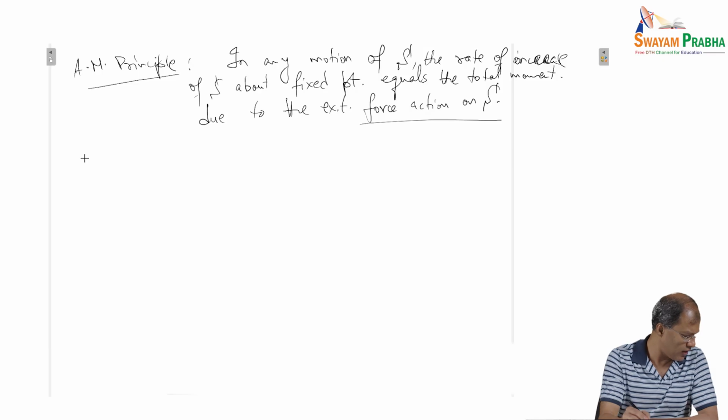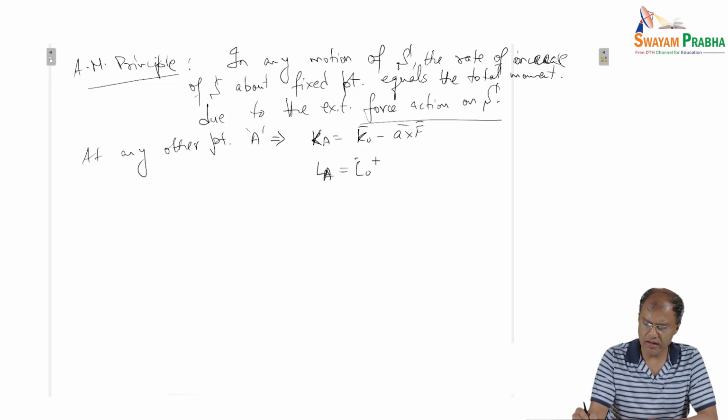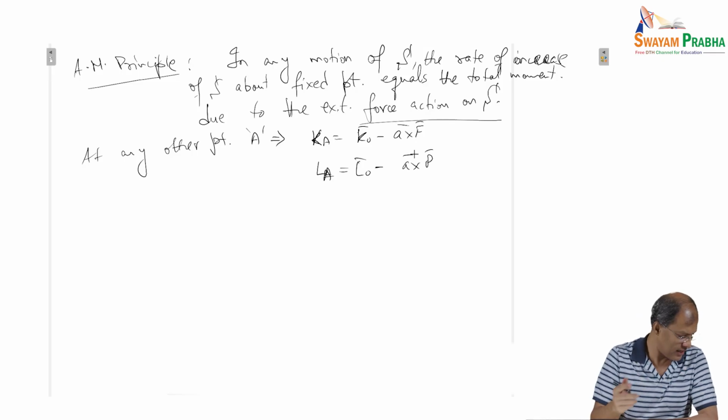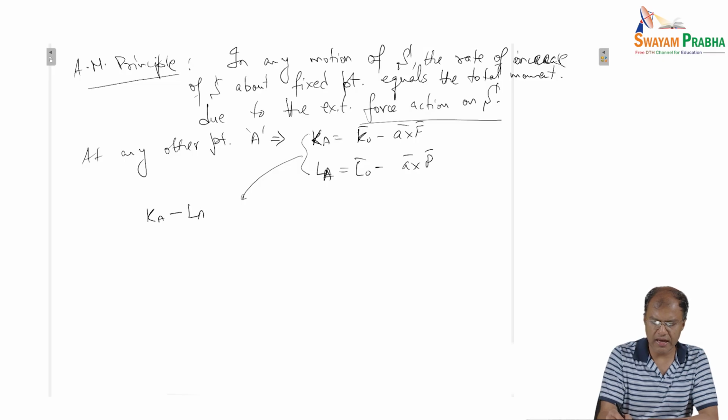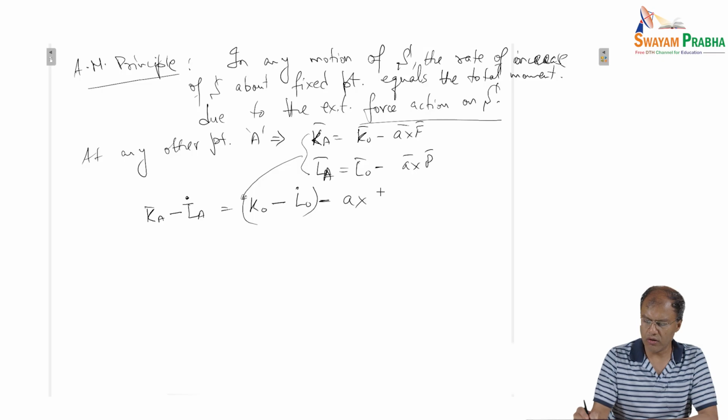Similarly, as we just saw, at any other point A, KA is K0 minus A cross F, and LA, the angular momentum at that second point, is going to be L0 minus A cross P. So let us do this exercise: KA minus LA dot. We can plug in the values, so KA minus LA dot is K0 minus L0 dot, minus A cross F minus P dot, right?